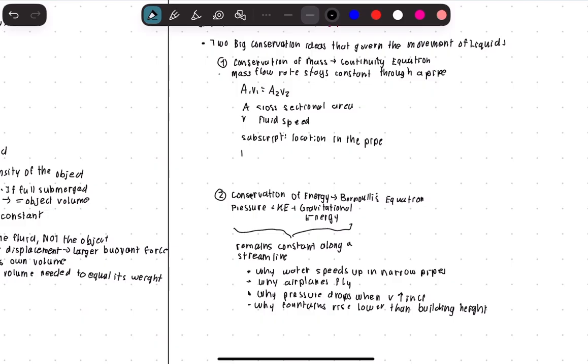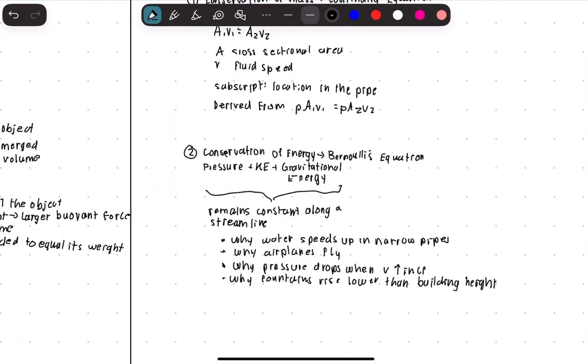And this is derived from ρA1V1 equal to ρA2V2, with density canceling. So ρ cancels out because density cancels for incompressible liquids.